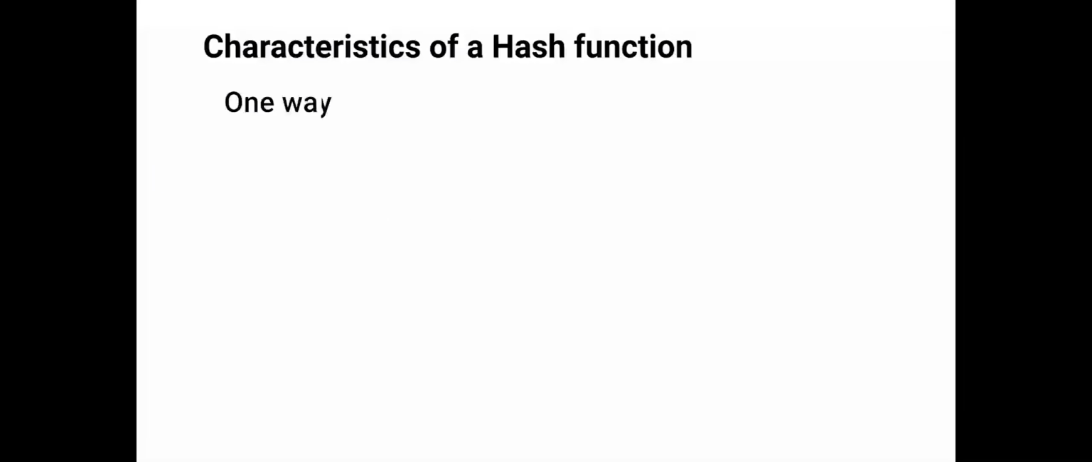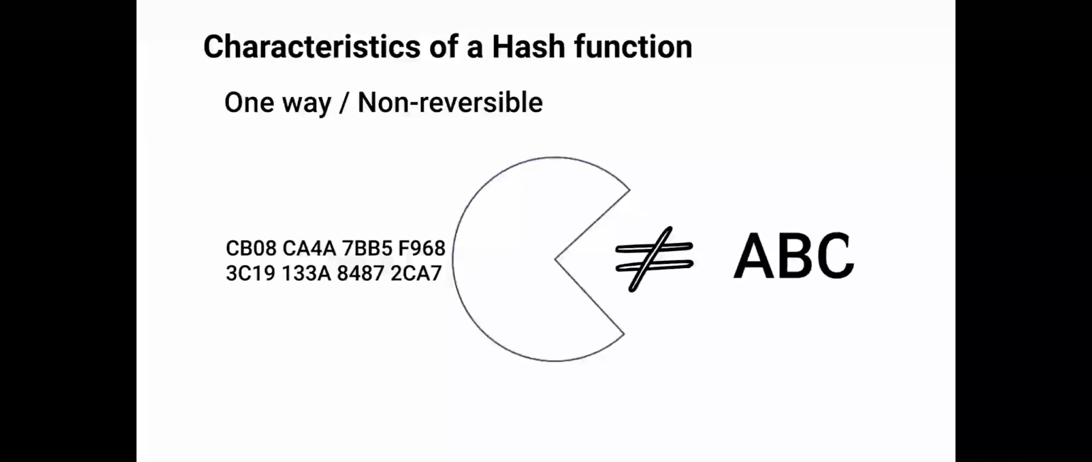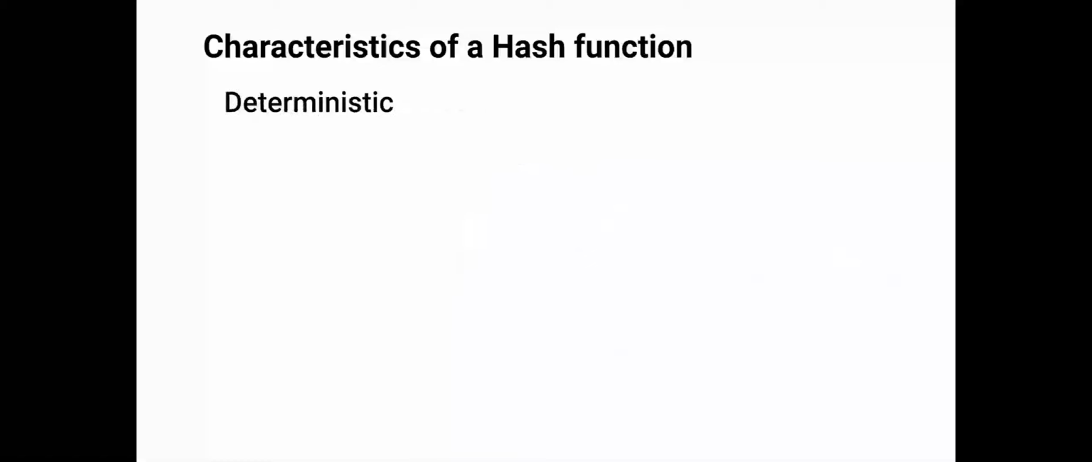One way or non reversible, which means if we know the hash value, it should not be possible to compute the actual input. We can associate this characteristic with the challenge of saving a password in a database. Once a password is saved as a hash value, it will not be possible to guess the original password text.